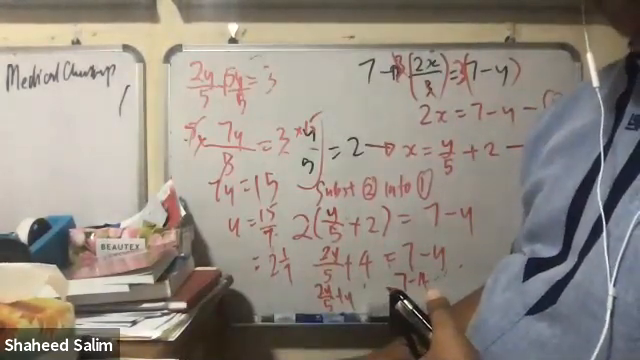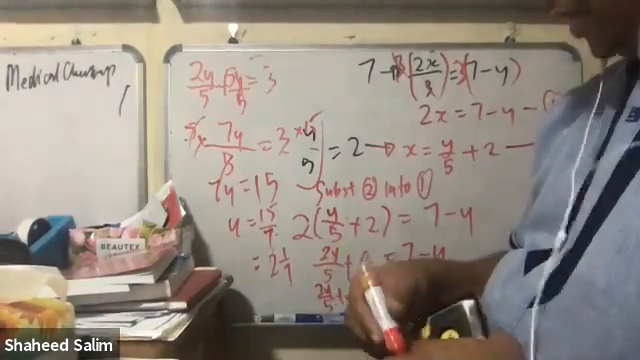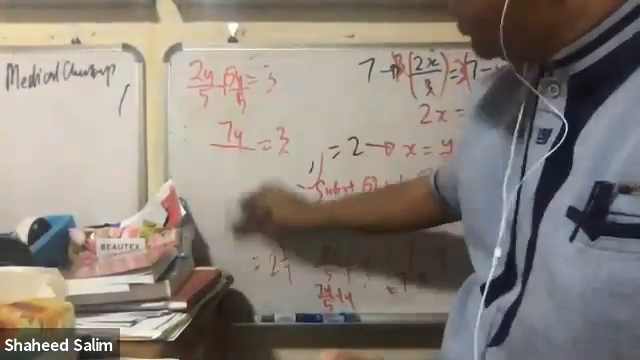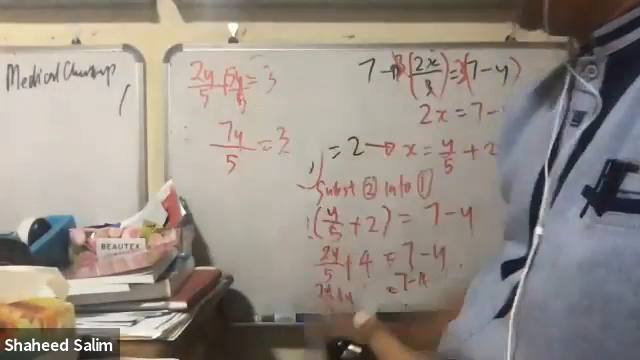Can? Which part you don't understand? Times 5. Huh? Sorry? Times 5. Okay, this part you understand like that? You understand? Yeah.